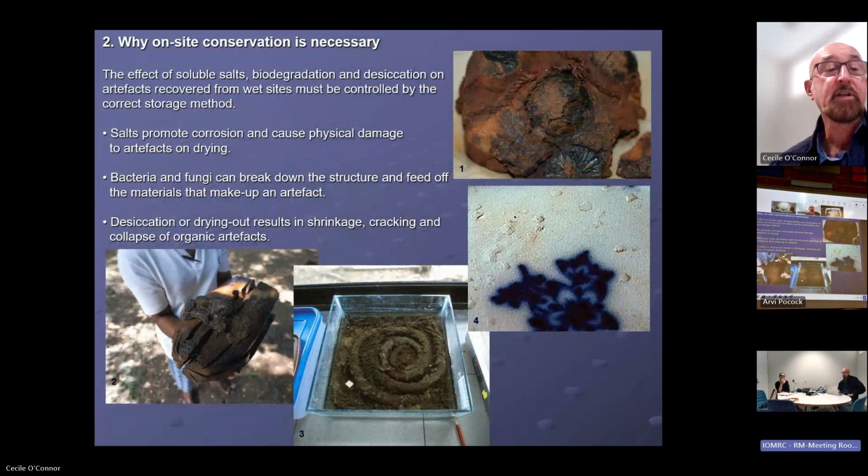So in the second slide here, we have the reason why we need to do conservation. These materials are made on the land, of course. They end up in the sea, so the environment is changed. Metals corrode, soluble salts promote corrosion. You get biodegradation, so you get shipworm eating timbers, you get various bacteria deteriorating materials. So we need to control those factors.